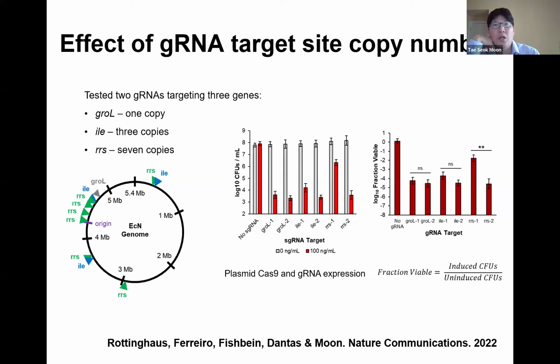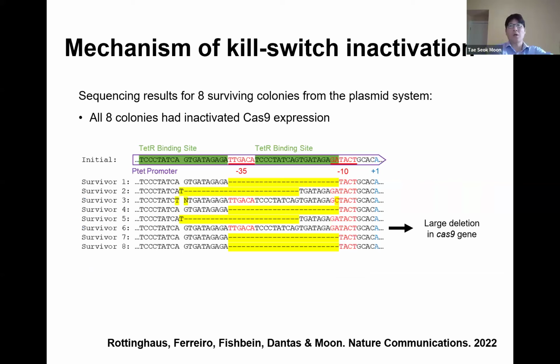That means if you start with the 10 to the 8 cell, at the end of the treatment, only one bacteria should survive. That's the acceptable level by NIH. So we tried to figure out what's going on, and obviously the most important problem was the mutation.